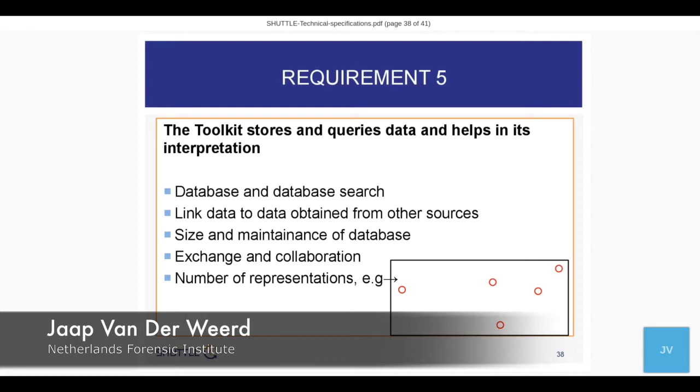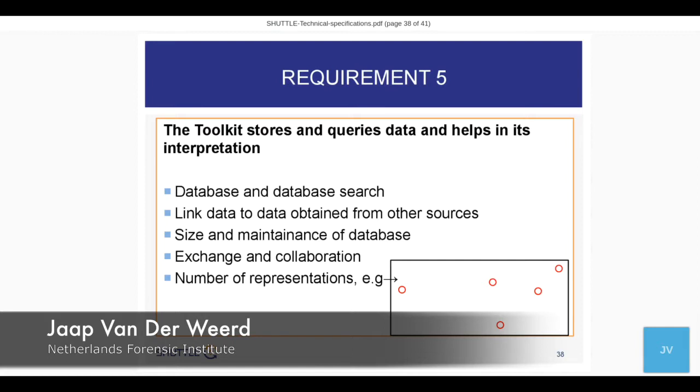So we have a set of data in one database. Can we extract it and put it into another database? And we'll specify a number of representations. We call them representations, and that's called a number of extractions, queries. How can we visualize our data?